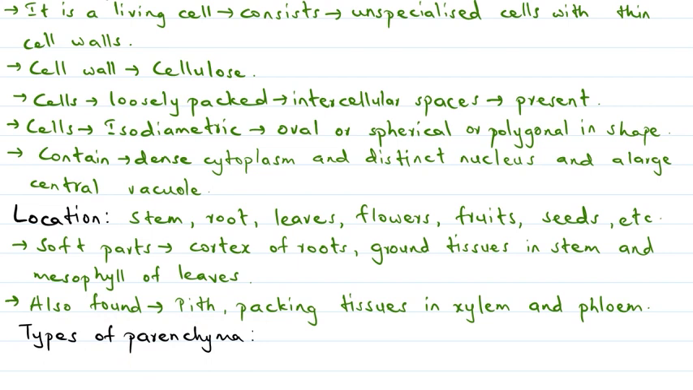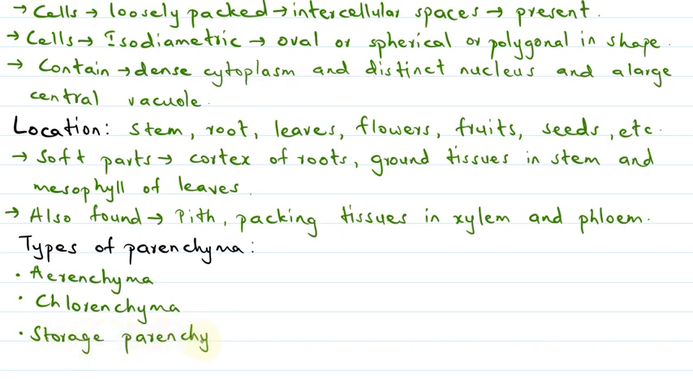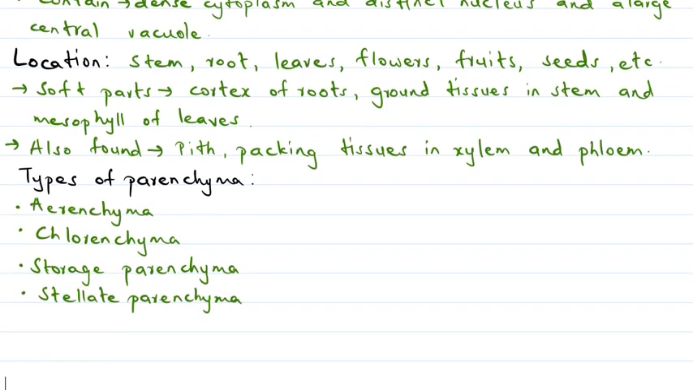So there are different types of parenchyma tissues, and they are: one is parenchyma, then there is collenchyma, then there is storage parenchyma, and there is stellate parenchyma. Okay, so these are the various different types of parenchyma tissues.